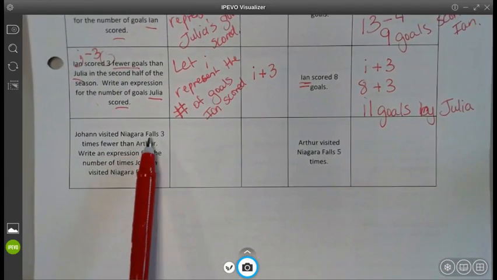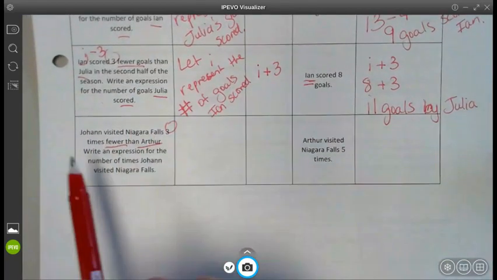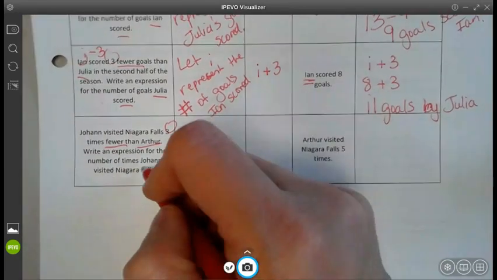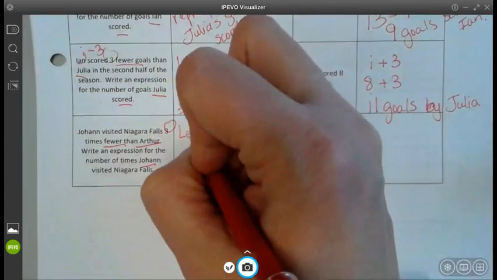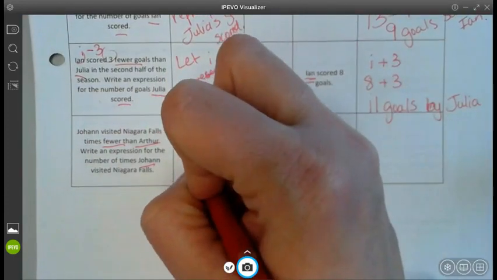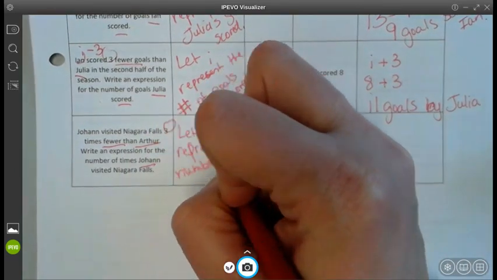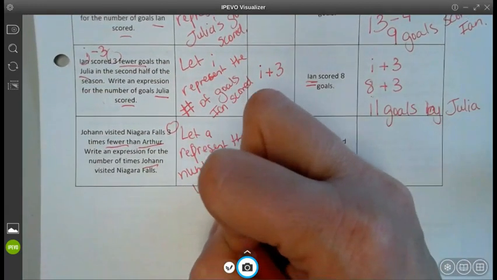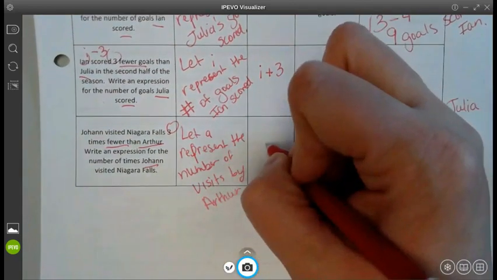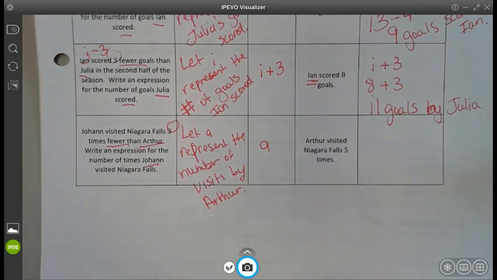Joanne visited Niagara Falls 3 times fewer than Arthur. So 3 times fewer than Arthur. Write an expression for the number of times Joanne visited Niagara Falls. So we're going to let A represent the number of visits by Arthur. Okay. And Joanne visited 3 times fewer than Arthur.